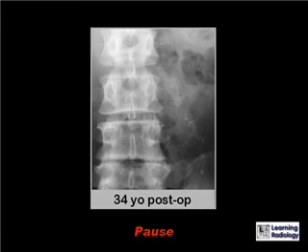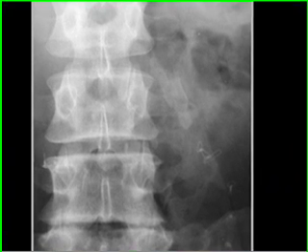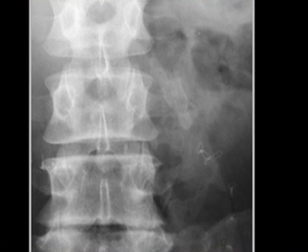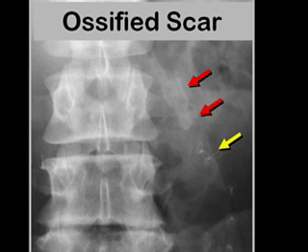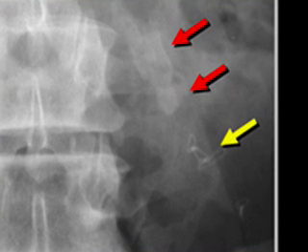This is a 34-year-old male who was post-op 6 months ago for abdominal surgery. What's your diagnosis? Well, there is ossification within a scar in the anterior abdominal wall. The red arrows are pointing to the ossification. You can see the yellow arrow is pointing to surgical wires, ossification within a scar.